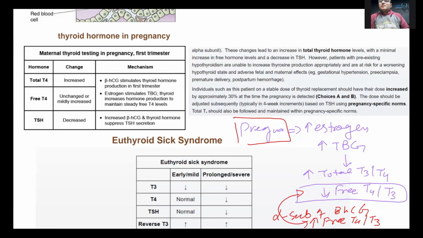So there will be no change, unchanged free T4. Both the hyperestrogenic condition and the alpha subunit of beta HCG increase the total. Total is no issue; total will always be increased. When total is increased, the feedback response TSH will also be decreased. But free will be unchanged or have a mild increase due to the exaggerated effect of the alpha subunit, and that is only in the first trimester. In the second and third trimesters, free T4 will have no change or mildly no change. But the increase happens in the first trimester due to increased activity of beta HCG. Is that clear?